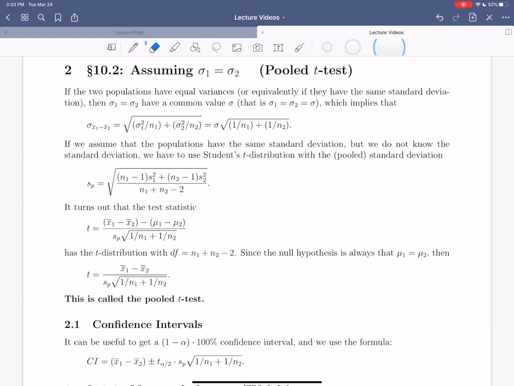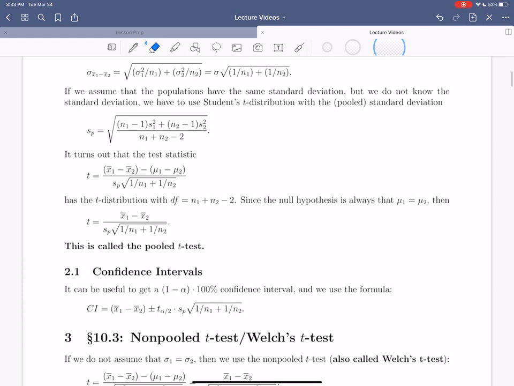Actually, before I say this, if in our hypothesis testing mu1 is equal to mu2, if that's our null hypothesis, that really simplifies our test statistic t. If mu1 is equal to mu2, then mu1 minus mu2 is 0. And just to be clear, I want to rewrite this. It's going to be x1 bar minus x2 bar all over s sub p times the square root of 1 over n1 plus 1 over n2. Okay, so that's our test statistic.